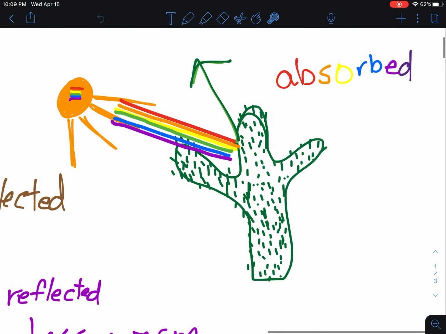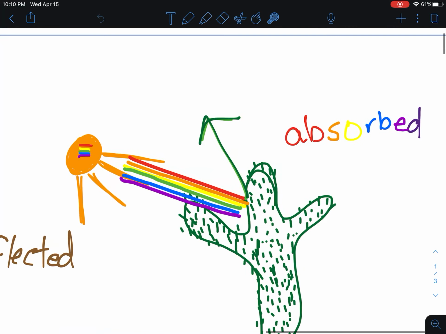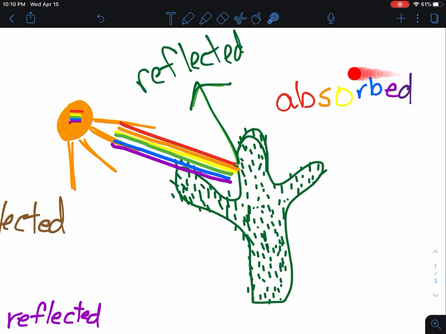I want to remind you of this general concept of physics: if the colors of the light coming from the sun are all of the colors, ROY G. BIV, all of the colors of the rainbow, then the color of the object we see is the color of the light that is reflected. All other colors are absorbed. So notice I spelled out the word absorbed here using all of the colors except for green, because the green was reflected. All of these colors were absorbed.